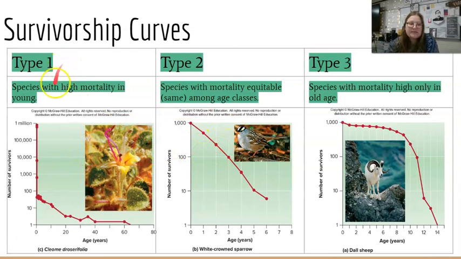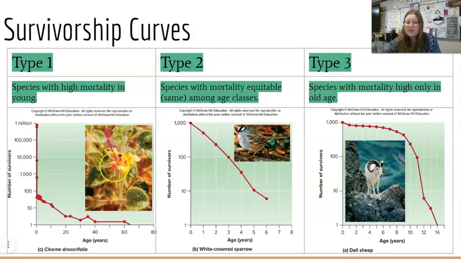Type 1 is species with high mortality in young. The way that we're going to read these graphs is our y-axis here is the number of survivors, and then our x-axis is age. So this isn't necessarily over time, it's just how many individuals live to this age in this species.